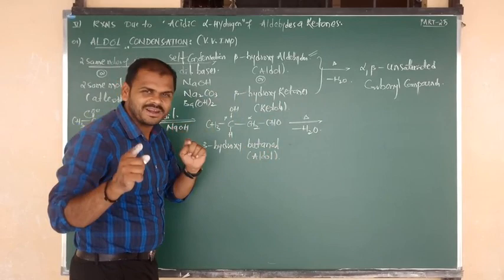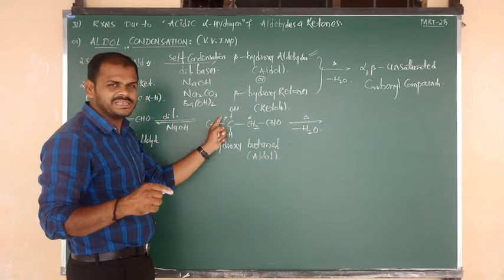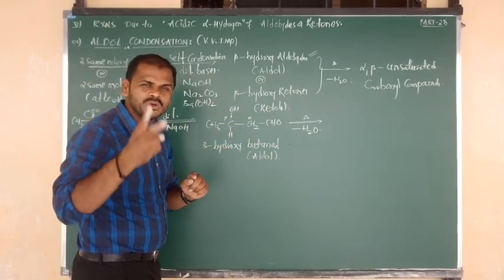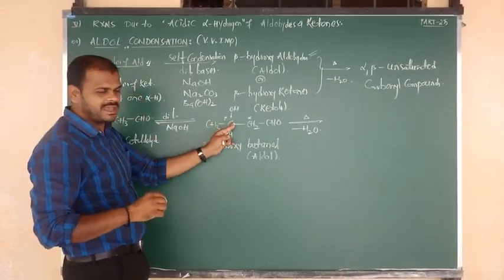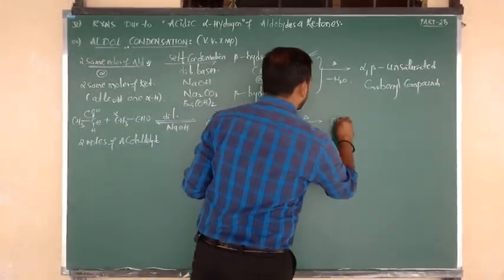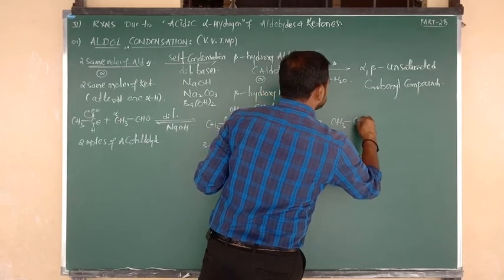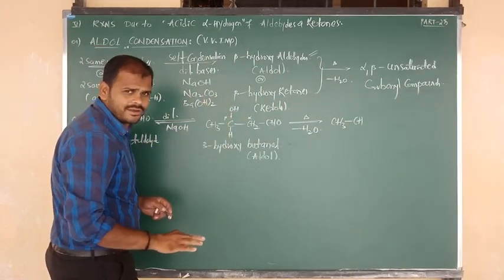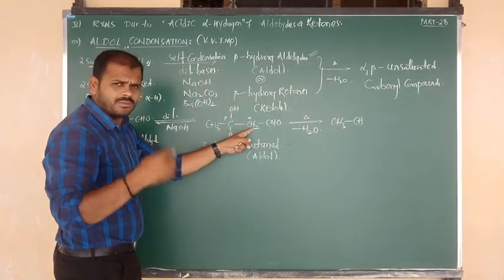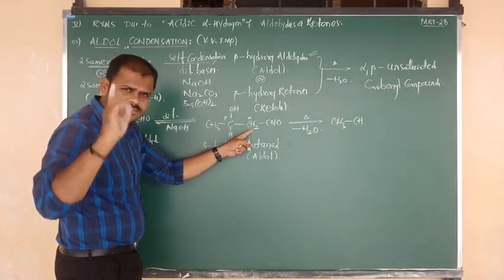After the removal of a water molecule between alpha and beta, the single bond is converted into a double bond. So the product is CH3 bonded to CH. From the beta carbon we are removing the OH group, and from the alpha carbon we are removing one hydrogen, which means CH2 becomes CH.